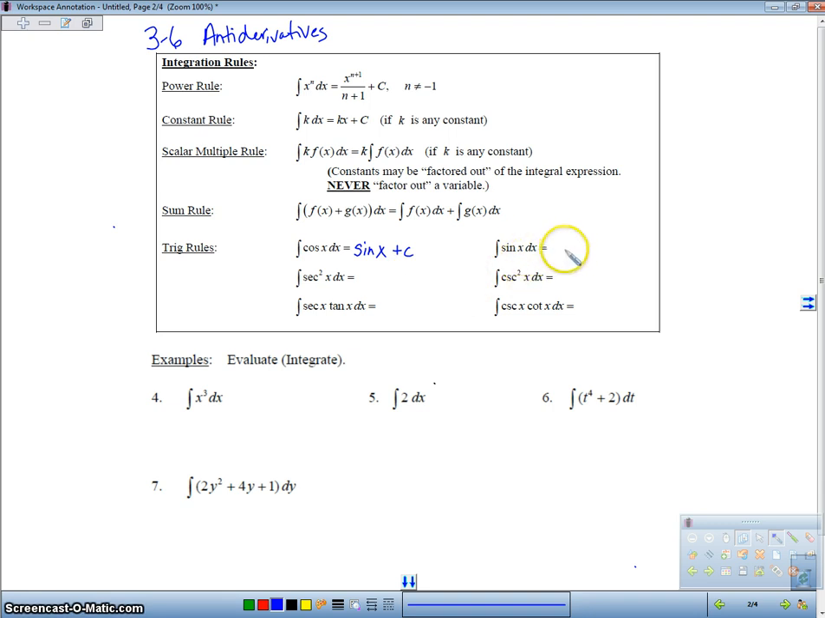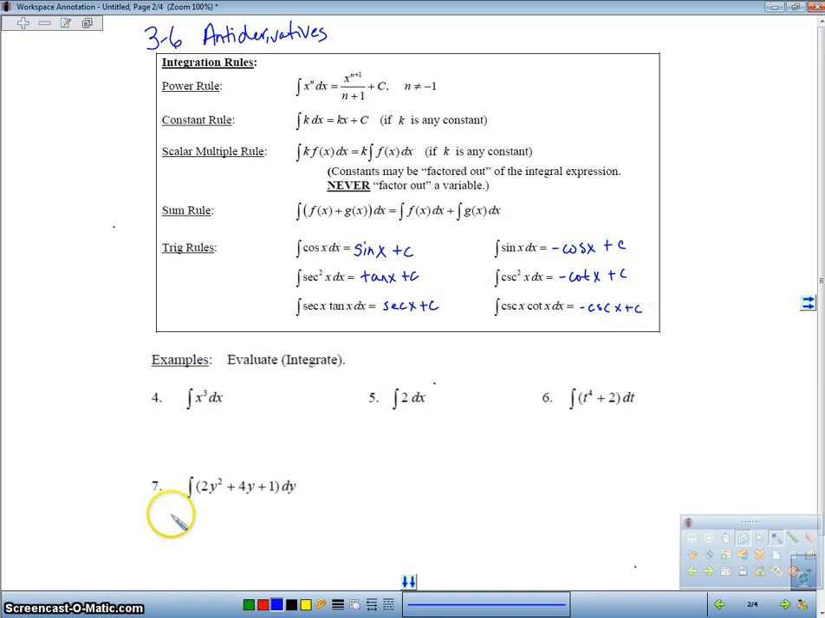All right, so what would we need to take the derivative of to get sine x? Well, that's going to be negative cosine x, because the derivative of cosine is negative sine, so we need to put that little negative in there. Here, you probably figured this out. This is going to be tangent plus c. This is going to be negative cotangent plus c. This is going to be secant plus c. And this will be negative cosecant plus c.